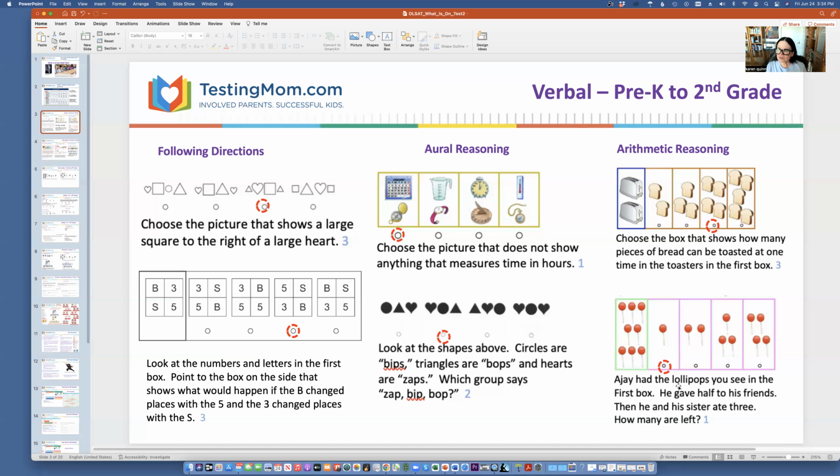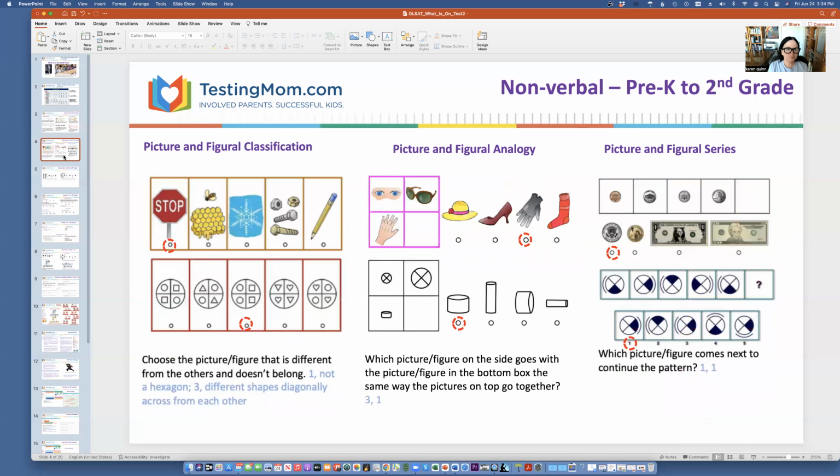And then on this one, this is like about a second grade question. Ajay had the lollipops you see in the first box. He gave half to his friends. Then he and his sister ate 3. How many are left? And this is our answer right here. 1 would be left.